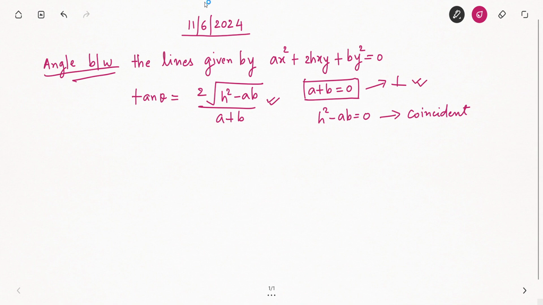So this was the thing that I wish we should recap, so that you might be able to recall these formulas when we will be taking a question. Okay, so let us move towards the question.